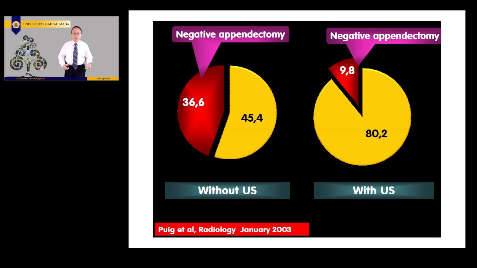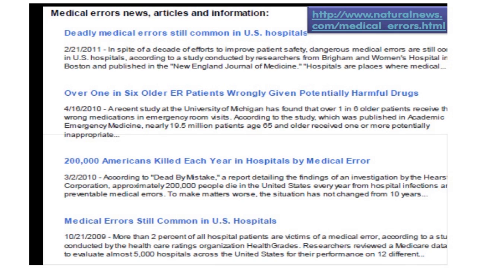Now, new diagnostic procedures have been introduced, for instance, ultrasound. Using ultrasound improves the accuracy of diagnosis. However, 9.8% still remain negative appendectomy, meaning out of 100 patients diagnosed with ultrasound, about 10% are still misdiagnosed. Of course, there is a lot of evidence showing that sometimes medical error kills patients. From deadly medical errors still common, over 1 in 6 older ER patients were wrongly given potentially harmful drugs, and so forth.